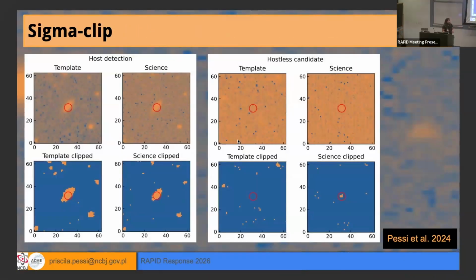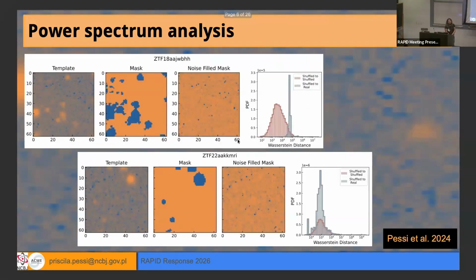Okay, so in practice, it looks like this. Here you have a typical event with a host detection. In the top part, you can see the stamps, and in the bottom, you see the sigma clip stamp. And here on the left-hand side, you can see that in both cases, we see a very extended source in the sigma clip stamps. And so we say, okay, this is the host, and so we discard it. And then on the right-hand side, we see that we have an event without a big source in the sigma clip stamps. And so we proceed to the power spectrum analysis, which basically looks like this.